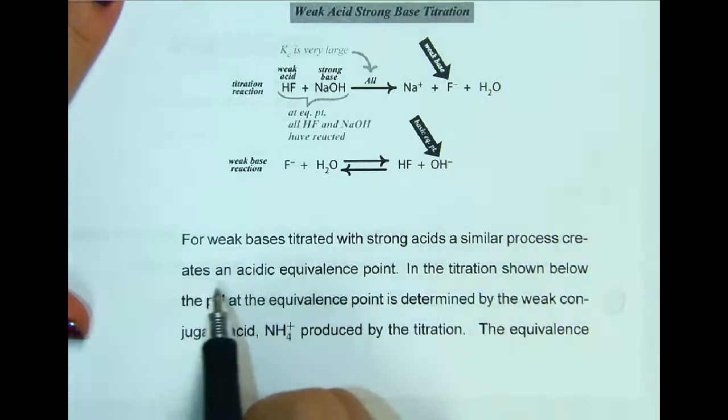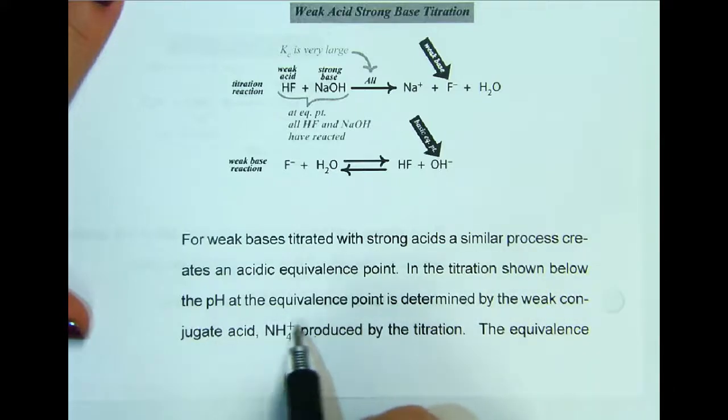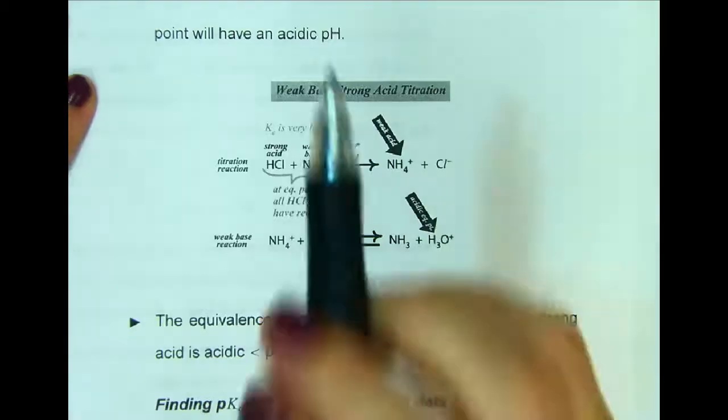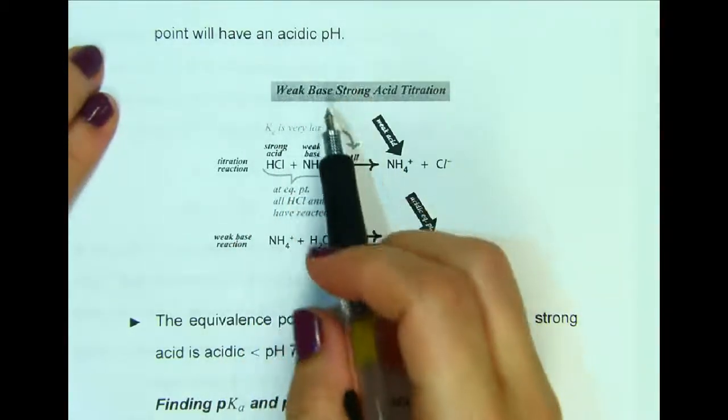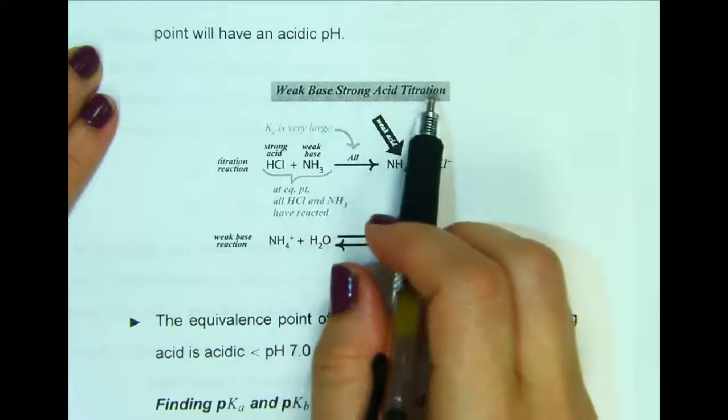Now, weak bases titrated with strong acids. A similar process creates an acidic equivalence point. In the titration shown below, the pH at the equivalence point is determined by the weak conjugate acid, ammonium, produced by the titration. This equivalence point will have an acidic pH. So you have a weak base with a strong acid titration.